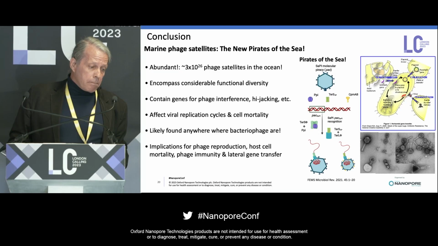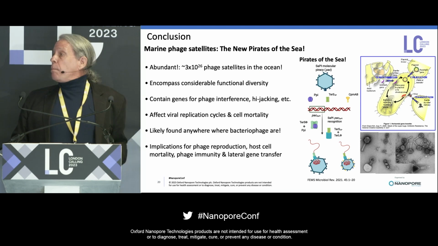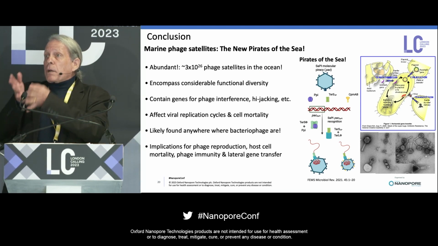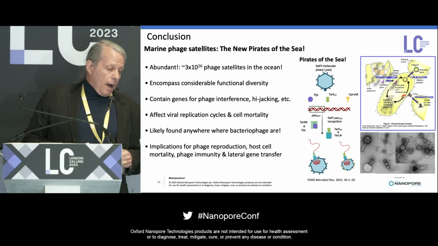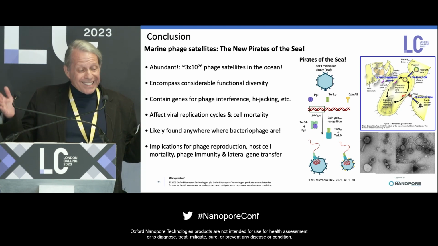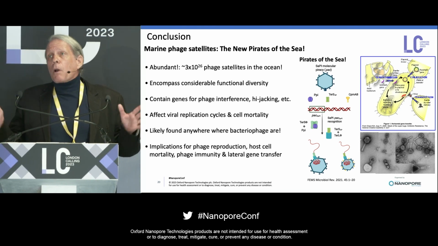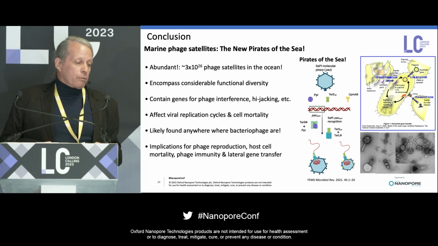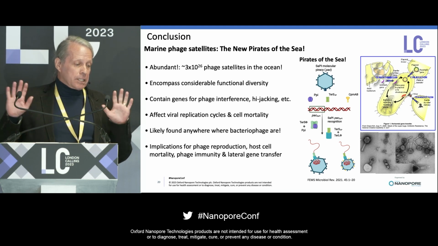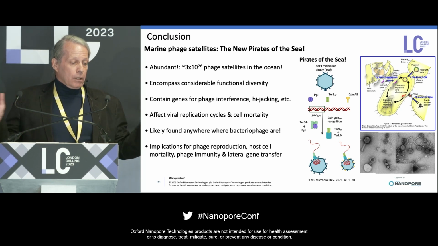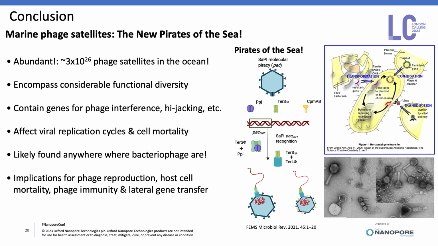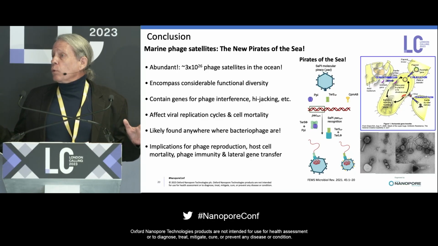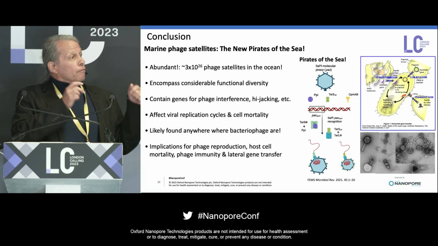So to wrap up, these are new pirates of the sea. They're basically the parasites of the parasites, and they're abundant. Back of the envelope calculations, there's probably minimally 3 times 10 to the 26th of these things out in the ocean. They have a lot of diversity and probably a lot of different mechanisms for hijacking their helper phage. And so I think any place where you find bacteriophage, you're going to find these things.